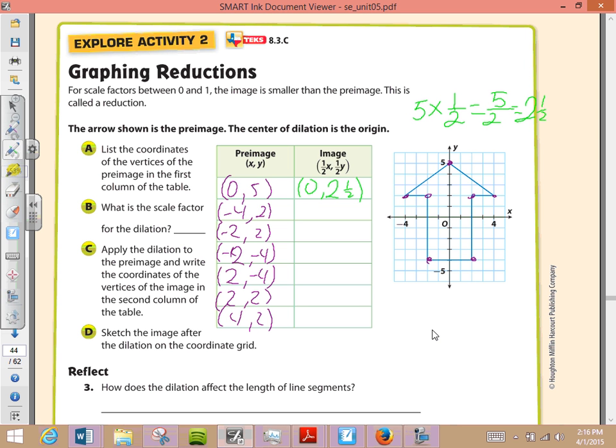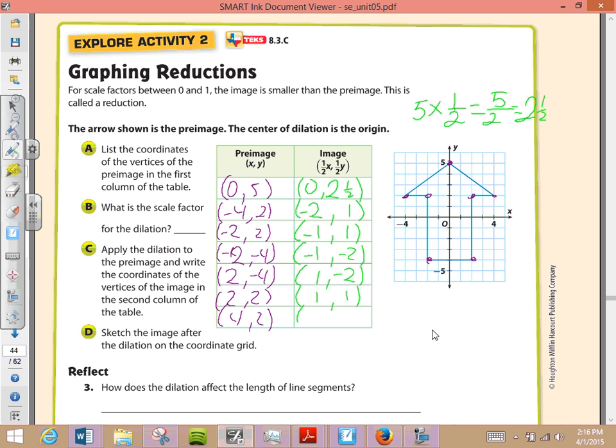Then you multiply -4 times half. What do you get? -2. And then 2 times half? 1. If I tell you one thing, when you multiply by half, you're literally cutting every value in half. That's all you're doing. So this one will give me -1 and 1. This will give me -1 and -2. This is 1 and -2. And this is 1 and 1.